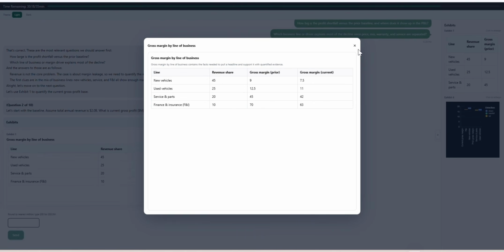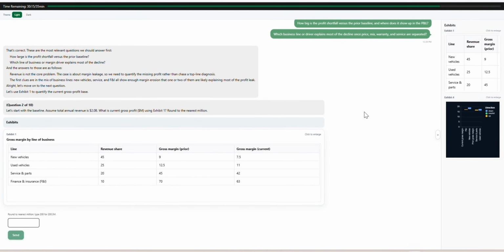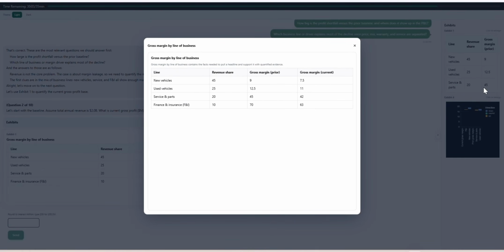So question 2 is asking us a simple question. Assume total revenue of $2.8 billion. What is the current gross profit using Exhibit 1? Well, here's the setup.